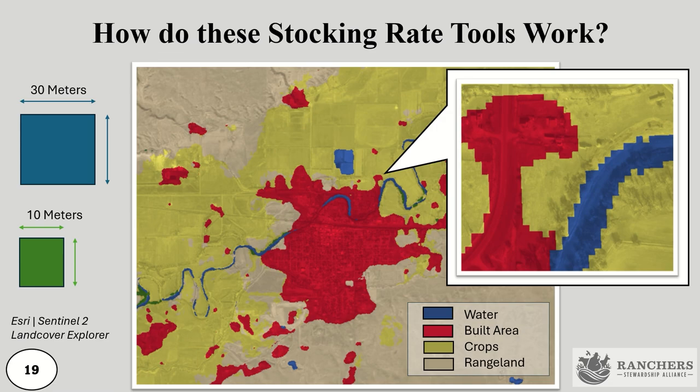So this is a closer look at the land cover pixels. For those that know the Malta area, you can see that there is a level of error with these maps. Not 100% of the red is built area and not 100% of the blue is water. So this is an example of the type of area you want to be thinking about when utilizing these stocking rate tools.